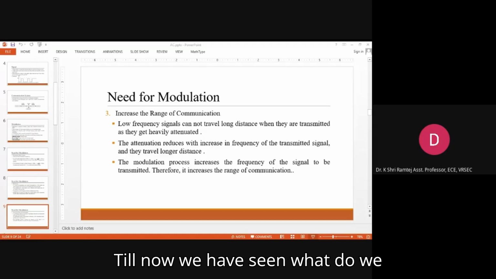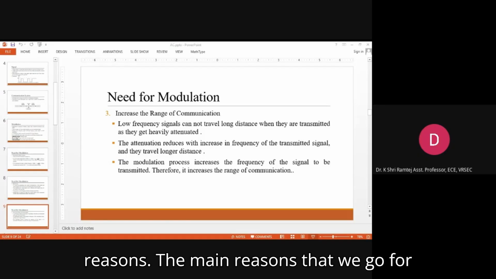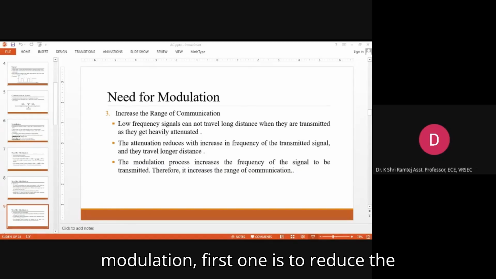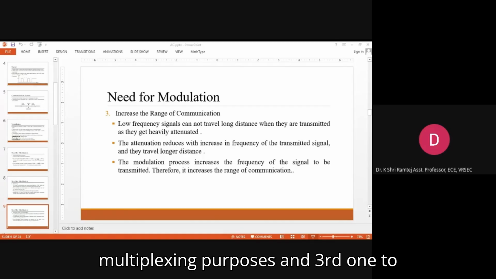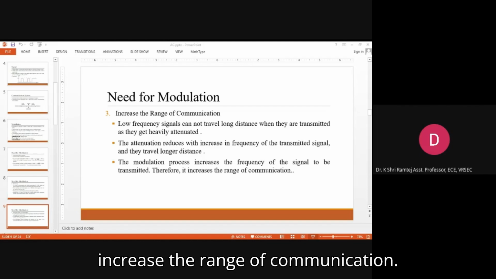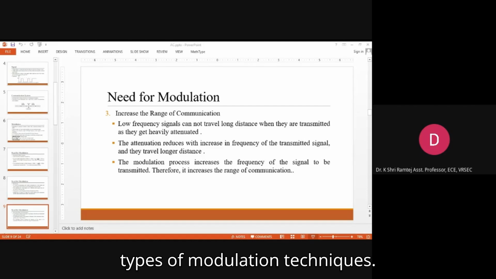So till now we have seen what we mean by modulation and the main reasons that we go for modulation. First one is to reduce the size of the antenna, second one is for multiplexing purposes, and third one is to increase the range of communication. Now let us see the types of modulation techniques.